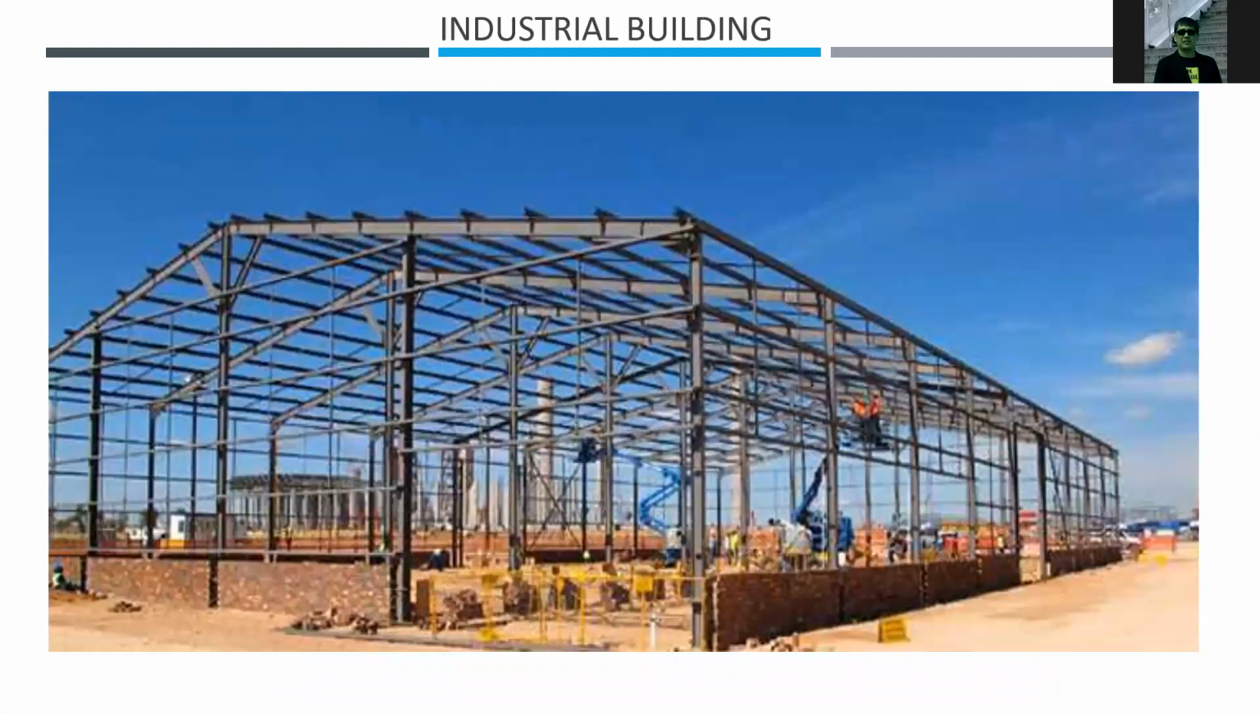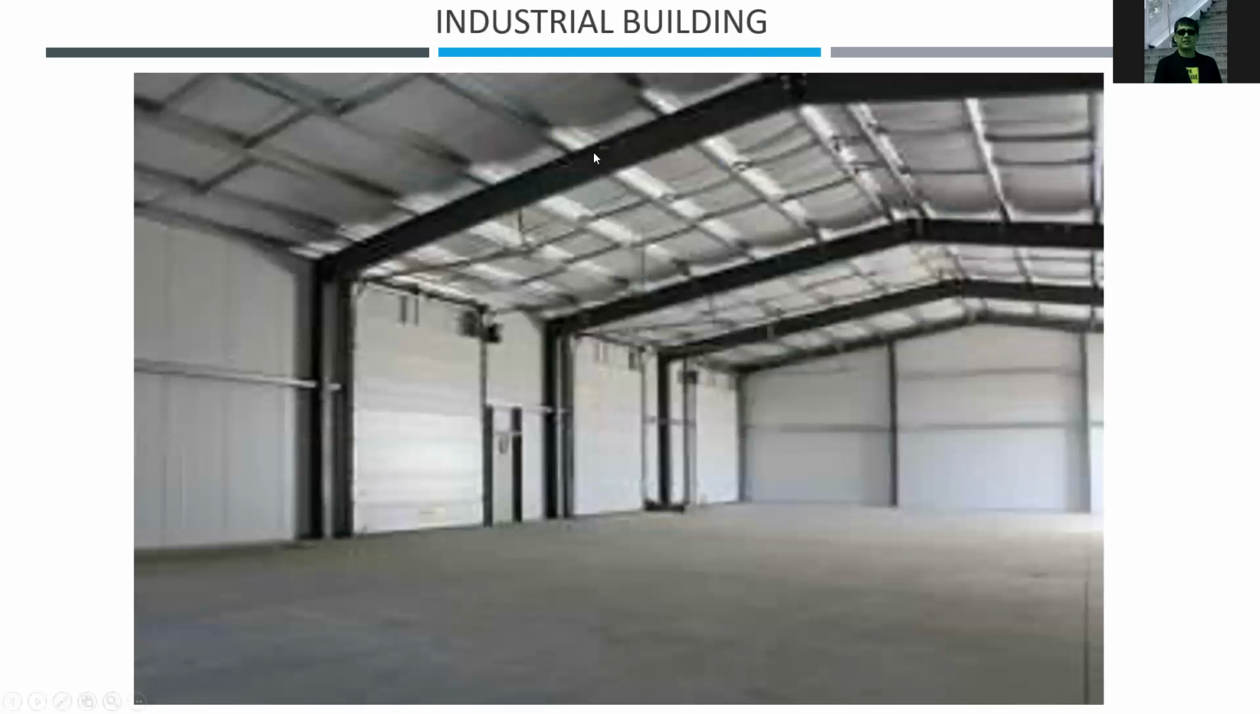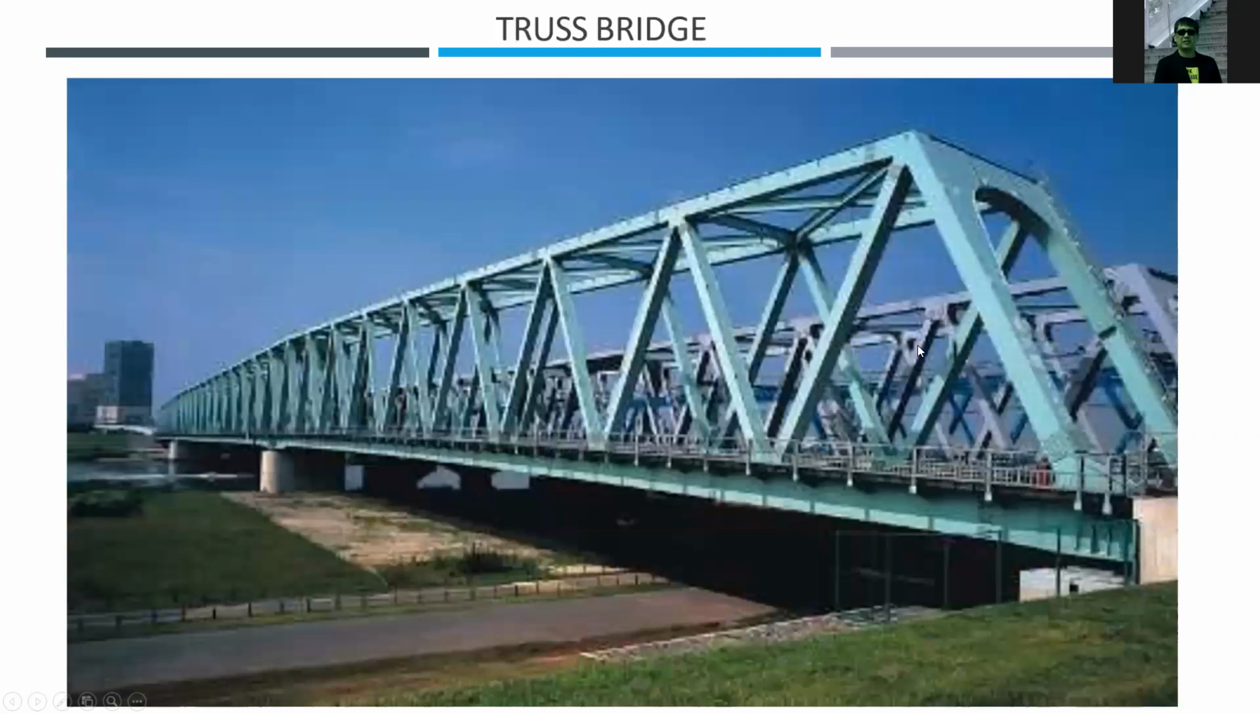Industrial buildings for factories, warehouses. This is the interior of the structural industrial building. It is also used for truss bridges. During the early 1900s, there were a lot of steel truss bridges all over the Philippines, even in the provinces. You can see the truss bridges that are made of steel, but nowadays they replace them with reinforced concrete bridges.